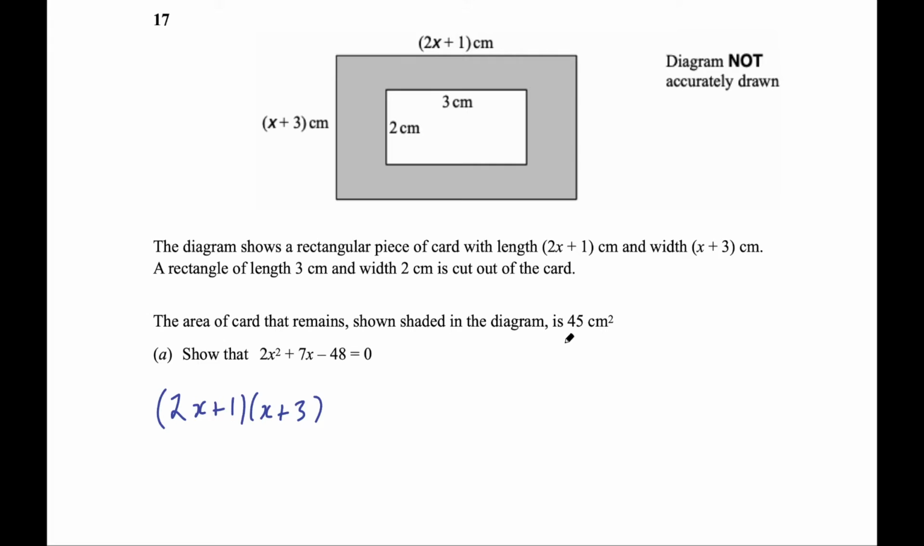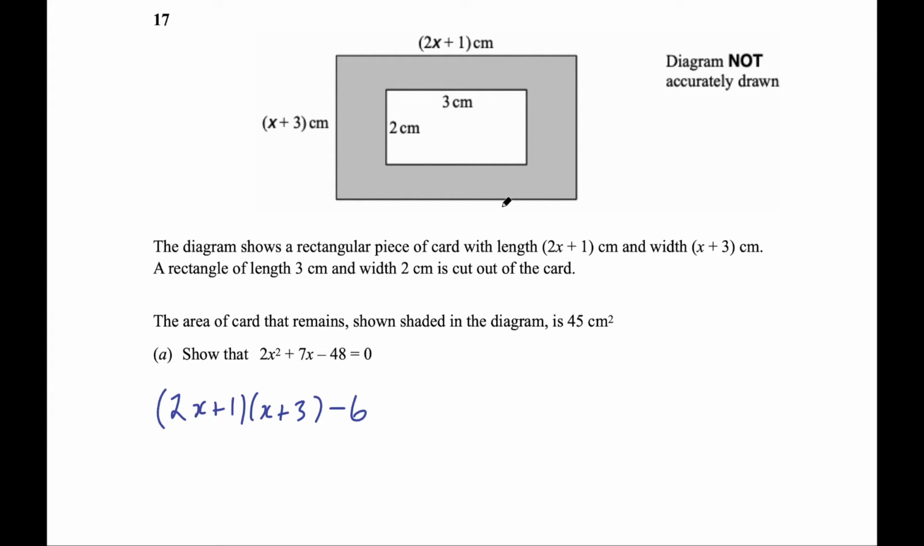Now what we want to do is to relate it to the area they give us, 45 centimeters squared. They've told us that that's the shaded area in here. Well, that was minus this card they cut out. Now what's the area of this cutout card? That will be the length times the width. 3 times 2 is 6. And if we take that away from the large rectangle, that will give us the shaded area, right?